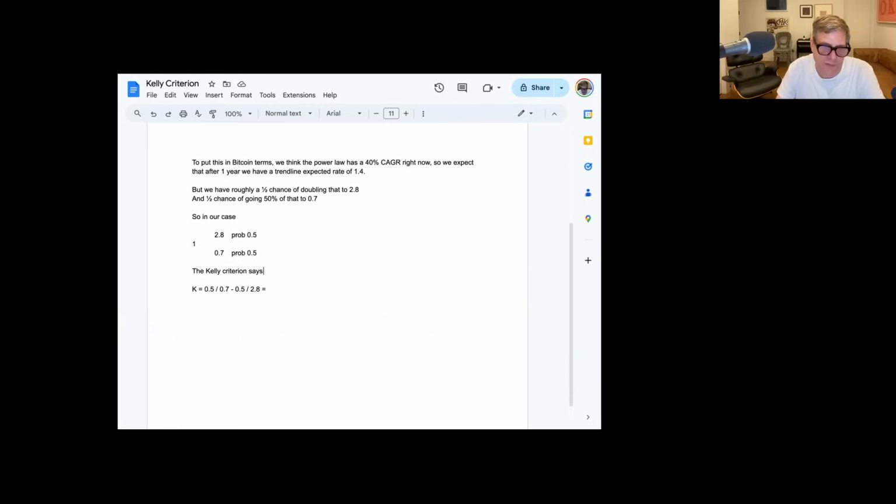So in our case, you have 1, we'll go to 2.8 with probability 0.5, and 0.7 with probability 0.5. So basically, I'm just approximating my power law movement, my diffusion, with a binomial, a random walk in log space with a standard deviation of 0.3 and a mean of 1.4, okay, in log space. So what does that say? Well, I'm going to show you this, it's roughly going to be 53%, okay, is roughly the number.